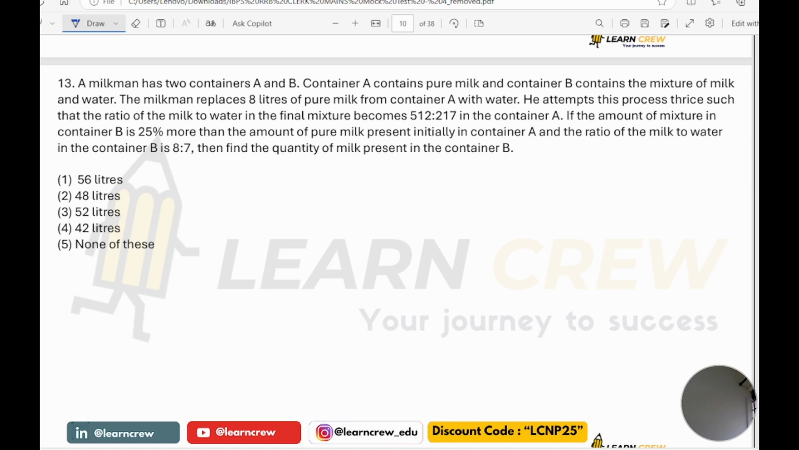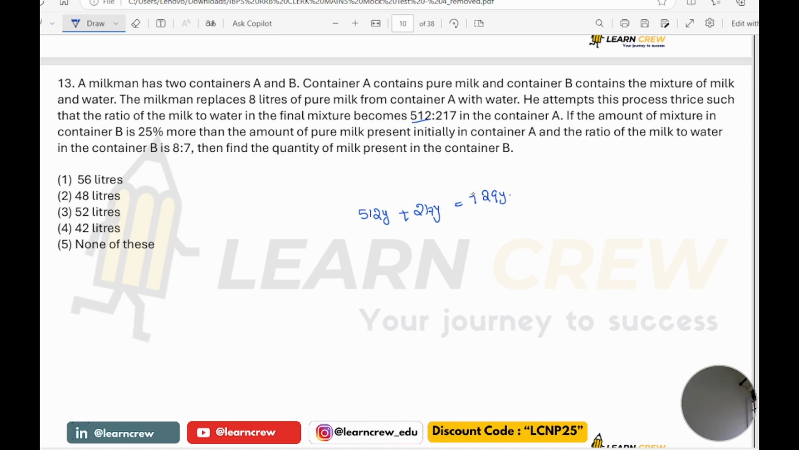So please see here the quantity of milk and water in the final mixture. The final mixture is, say, 512y and 217y. Okay, I am taking that. So 512y plus 217y total is how much? 729y.